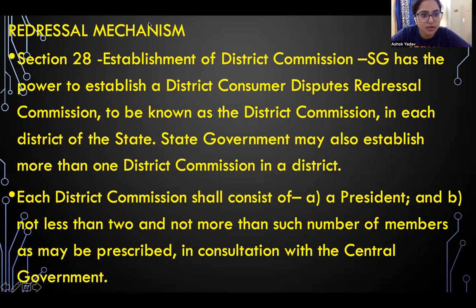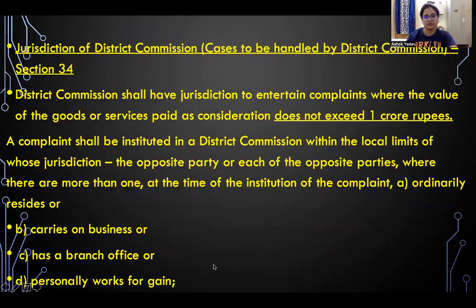First, we'll be reading about the district commission. Section 28 is talking about the district commission, which says the state government has the power to establish a District Consumer Dispute Redressal Commission, to be known as the District Commission. So who is the appointing authority? State government, right? In each district, the state government may also establish more than one district commission. Each district commission shall consist of a president and not less than 2, and not more than such number of members as may be prescribed in consultation with the central government.